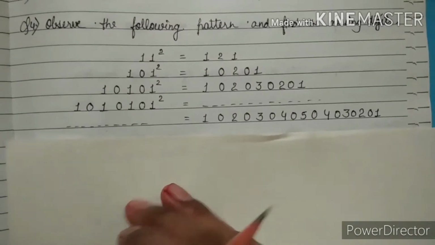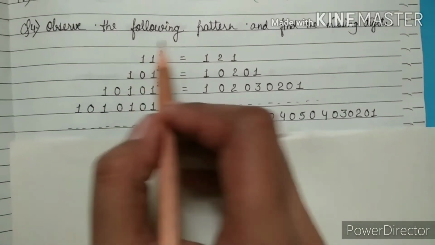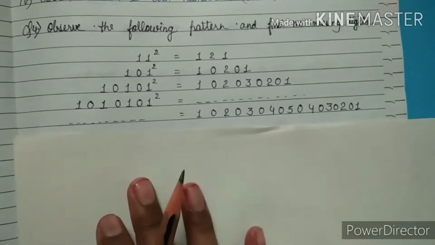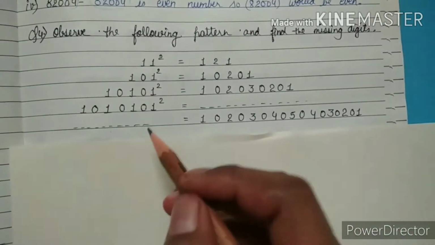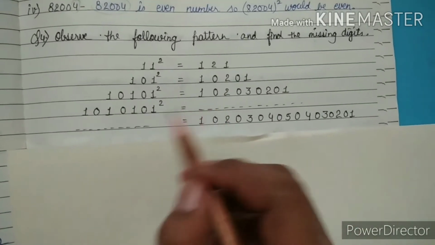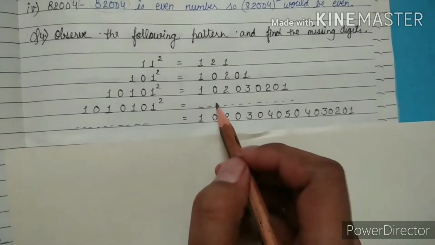Question number 4. Observe the following pattern and find the missing digit. Firstly, we have to observe the pattern that is given in the question and answer for the missing digit. Here, 2 places are missing.